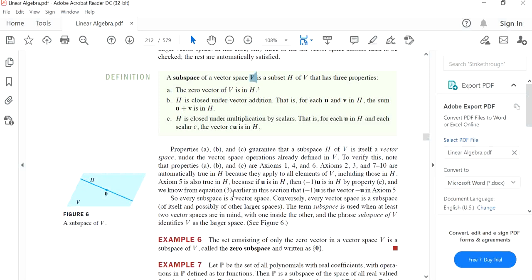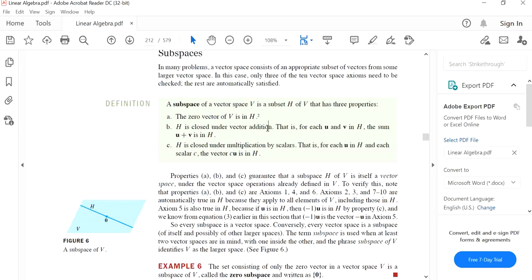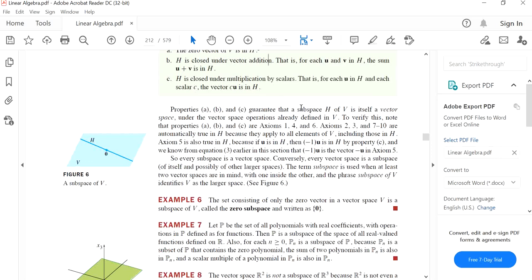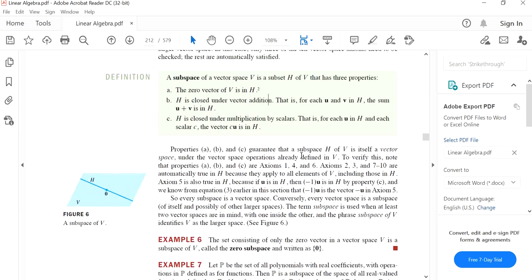Next, H is closed under vector addition. So similarly, like we had earlier, if we have two vectors in H, then their sum should also be in H. And similarly, if there is a vector in H, then its scalar multiple should also be in H. Properties A, B, and C guarantee that a subspace H of V is itself a vector space under the vector space operations already defined in V.